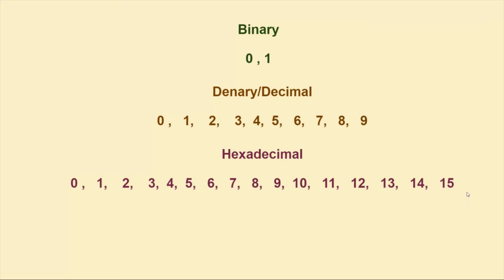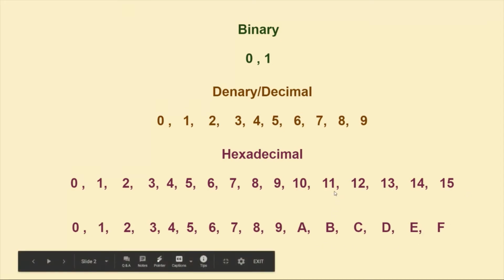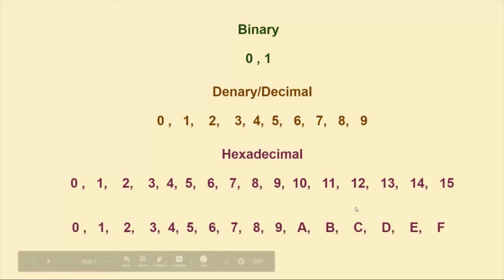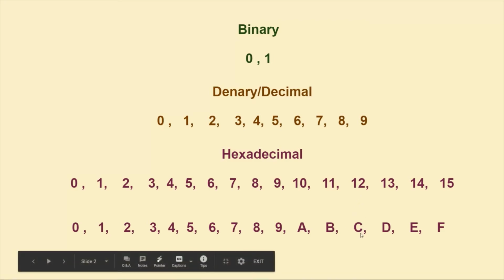However, if we're going to use it in hexa form, the number 10 will be letter A, 11 would be letter B, so it will be represented by letters instead, and then 12 will be C, 13 as D, and then 14 E, and then 15 F.